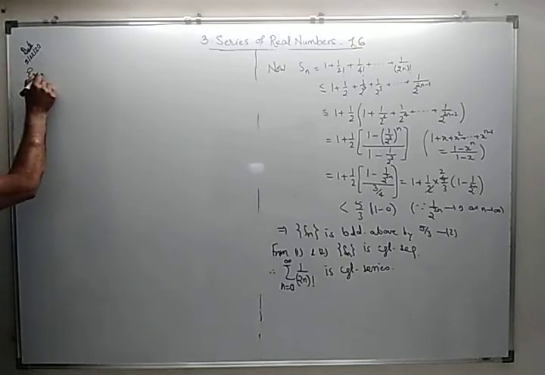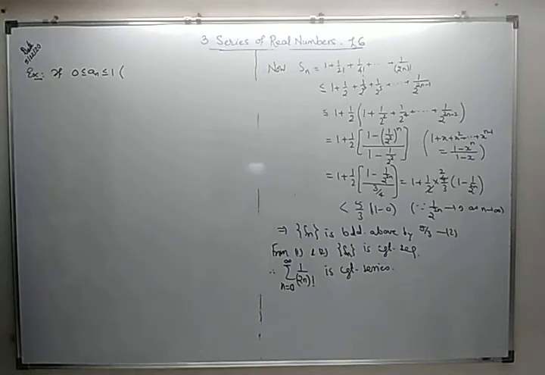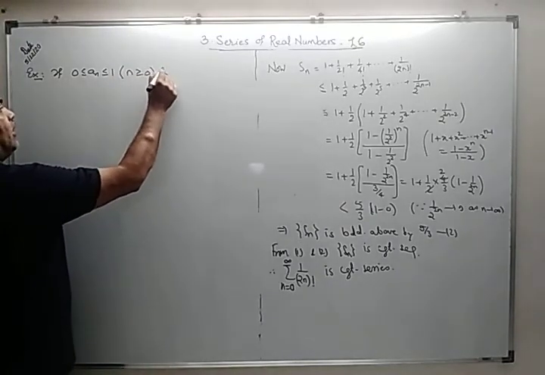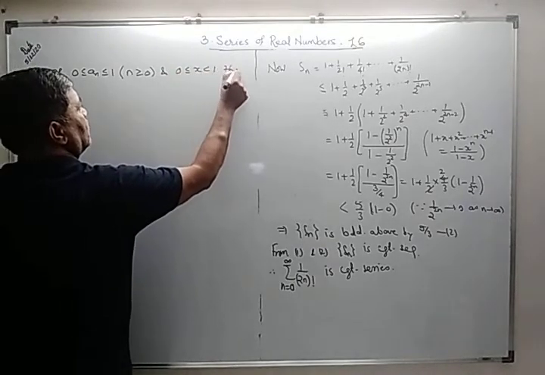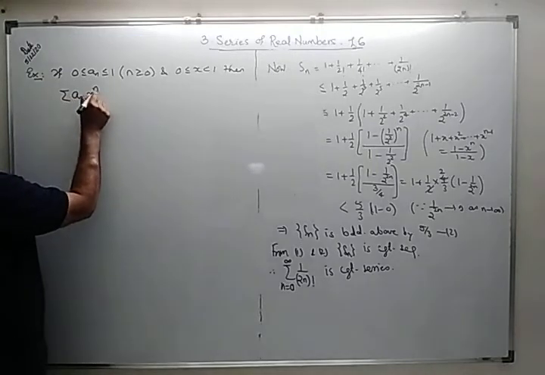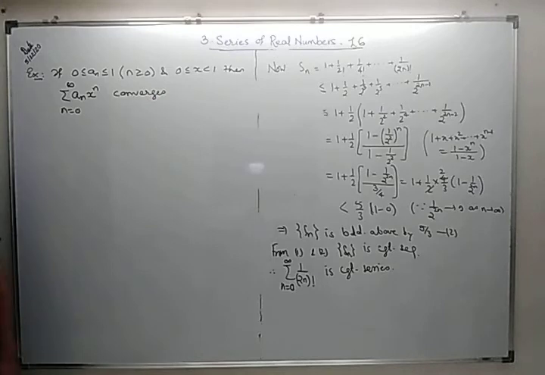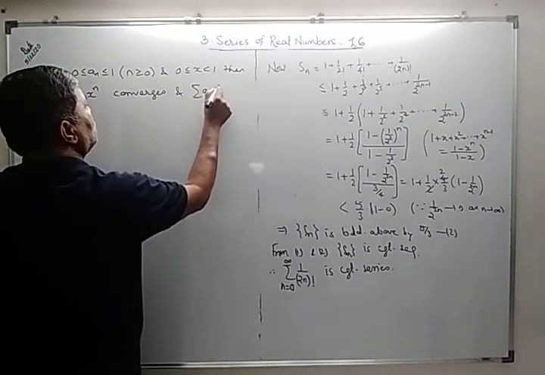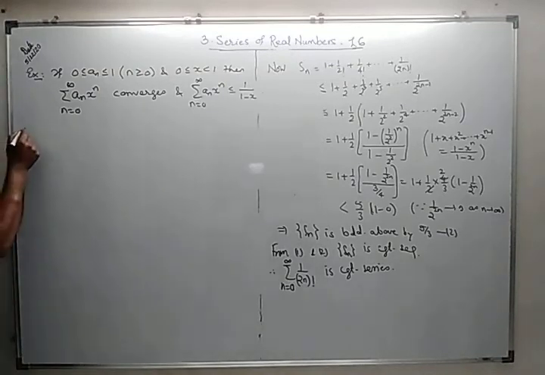Next example. If 0 less equal a n less equal 1, for n greater equal 0, and 0 less equal x less than 1, then summation of a n into x raised to n, n equal to 0 to infinity, converges and summation of a n into x raised to n, n equal to 0 to infinity, is less equal 1 upon 1 minus x. Solution.